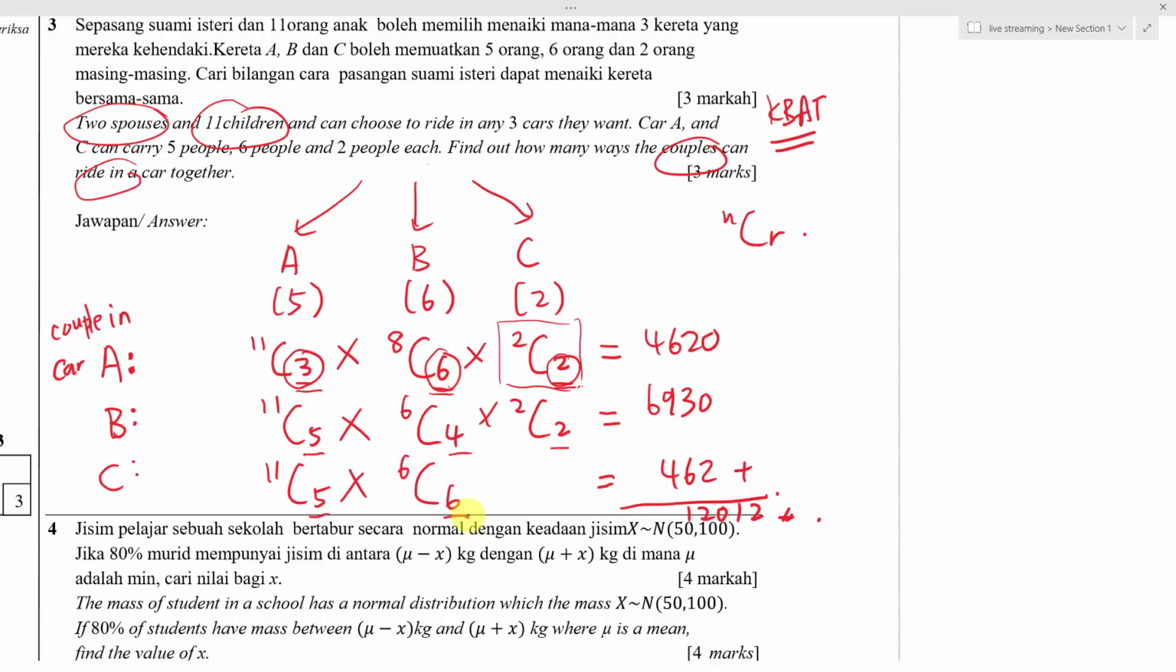So over here, you see I separate them into 3 different cases. In the first case, I assume the couple is in car A. In the second case, I assume the couple is in car B. And in the last one, I assume the couple is in car C. When the couple goes into a car, you need to subtract 2 from the seats because the couple takes 2 of the seats. I hope you can understand. This one is not so simple, but if you understand it, it's not impossible.